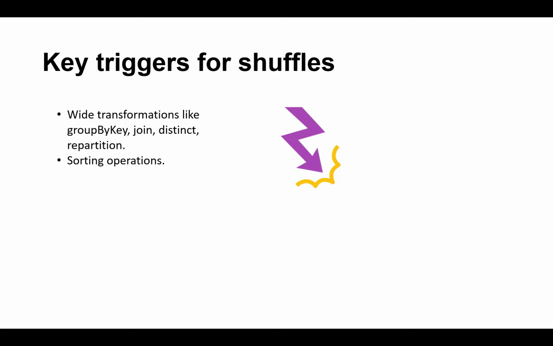What are the key triggers to shuffle? When does shuffle get triggered? Like I said, where there are wide transformations like group by, join, distinct, repartition, sorting, for all of this, you have to do a lot of shuffling. So we need to avoid these kinds of operations in our code, and we need to partition our data really well.